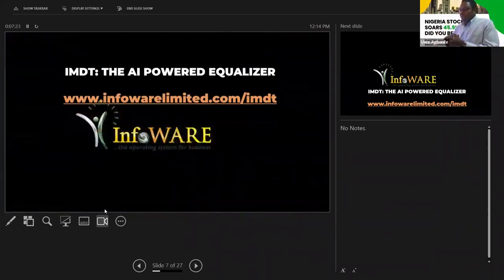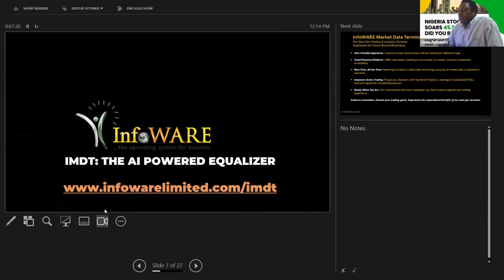Okay, now the meat of what we're going to do. If you want to follow along, you can go to this link, www.infowarelimited.com/IMDT, and then from there you can see an overview, and you can navigate straight to the InfoWARE Market Data Terminal itself.